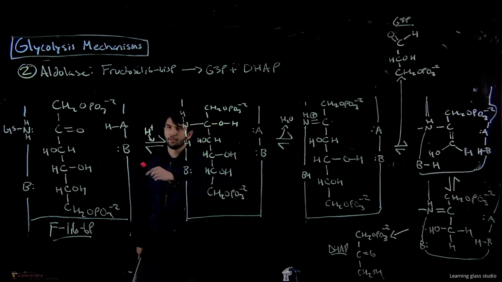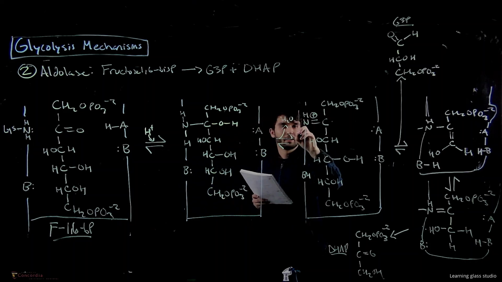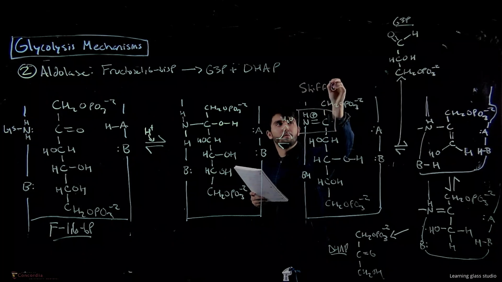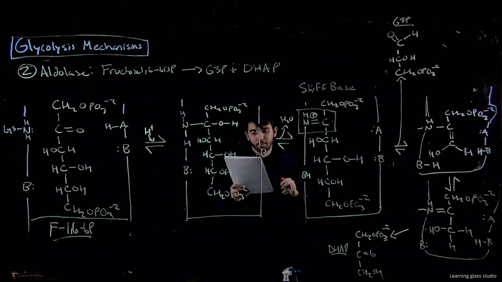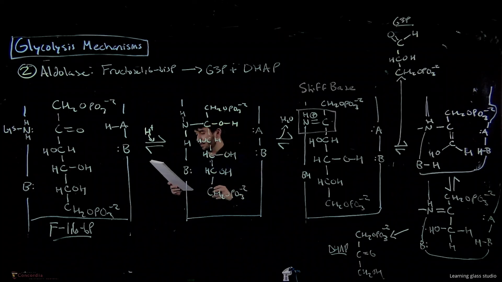So here we have fructose 1,6-bisphosphate in the active site. So the first thing that's going to happen is the formation of this right here. So this is referred to as a Schiff base. Okay, so the first thing we're going to do is form that Schiff base.